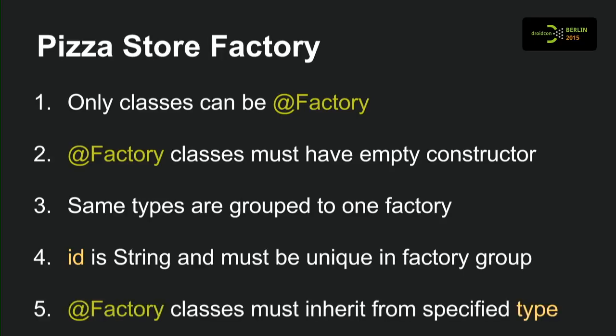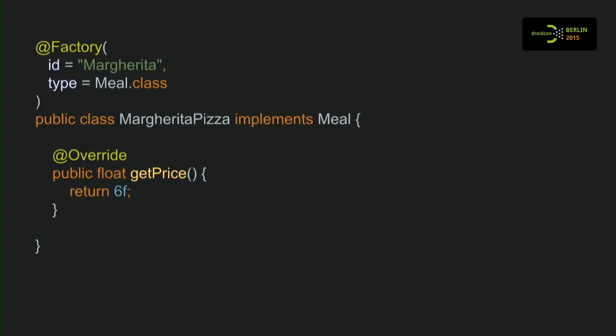And the AddFactory annotated class must inherit from the specified type. So what does that mean? That means if we have a pizza Margherita and we define Meal here, then it also must be a Meal.